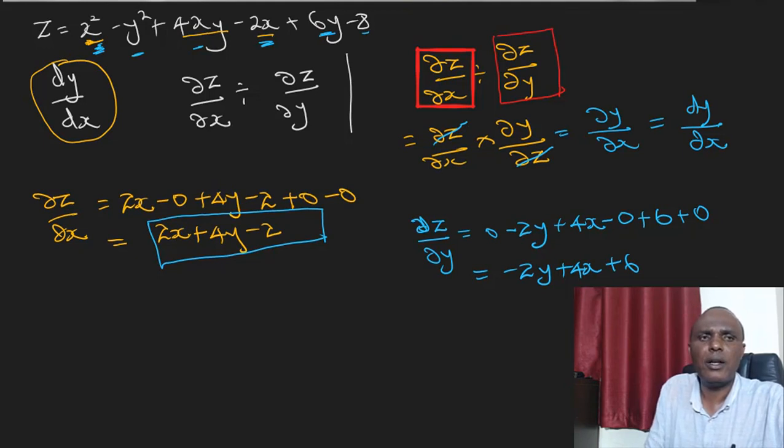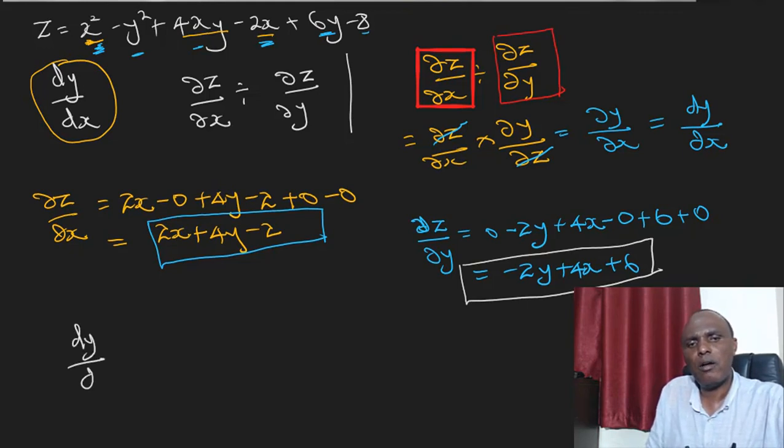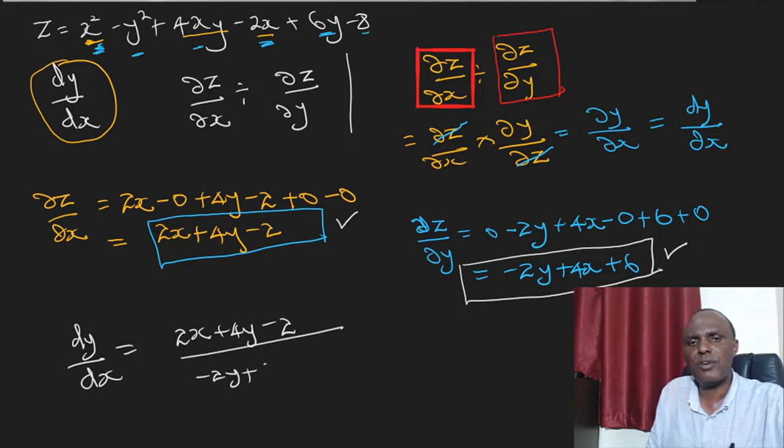And now we have that other value there. We want now to get dy over dx. We are going to divide this value, ∂z/∂x, by that other value, ∂z/∂y. Therefore, this becomes 2x plus 4y minus 2 divided by negative 2y plus 4x plus 6.